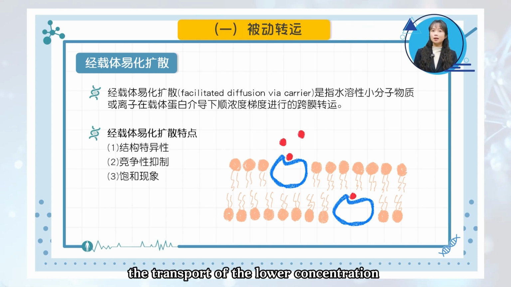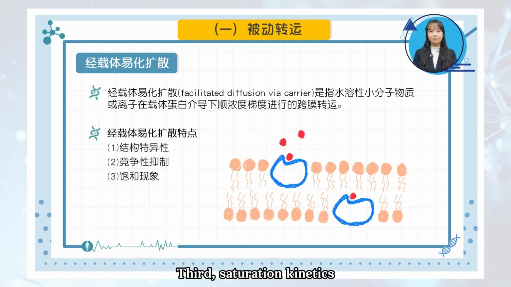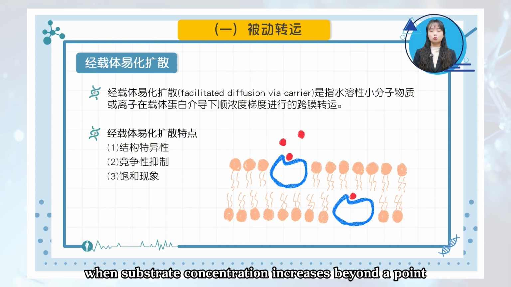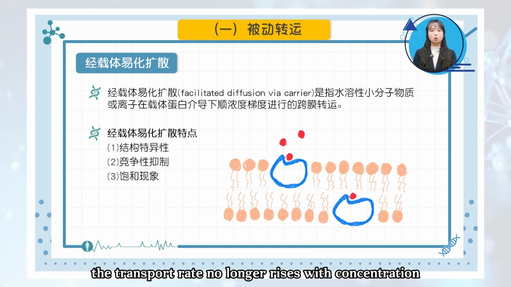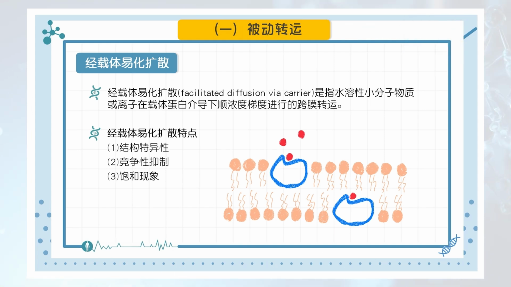The transport of the lower concentration substance is more easily inhibited. Third, saturation kinetics, because carriers and their transport rates are limited in the membrane. When substrate concentration increases beyond a point, the transport rate no longer rises with concentration, which is called carrier saturation.